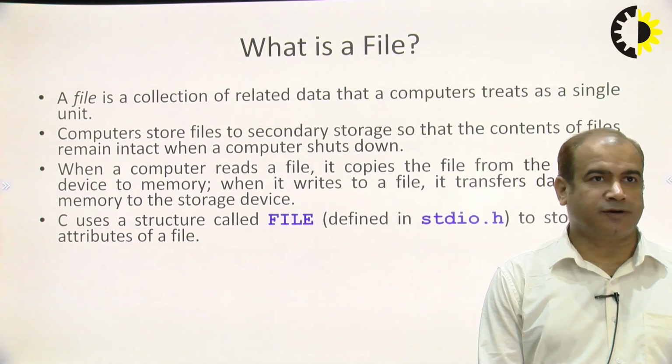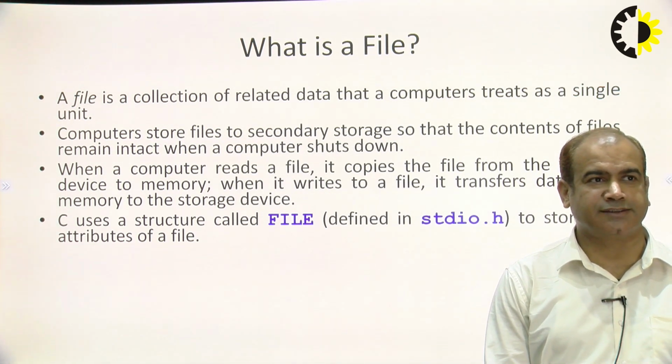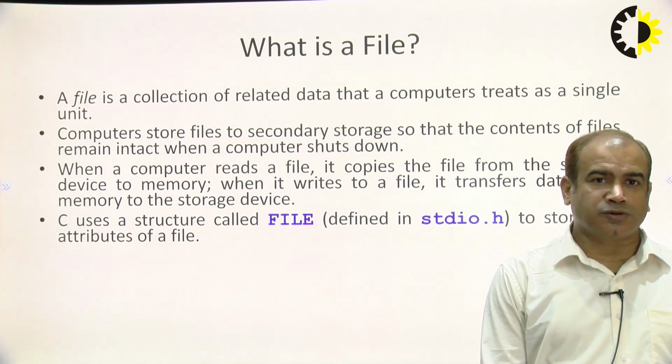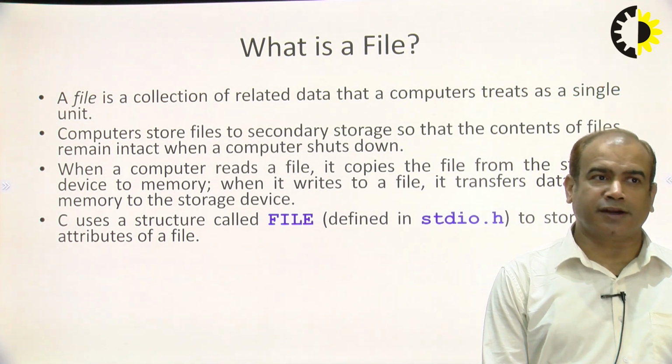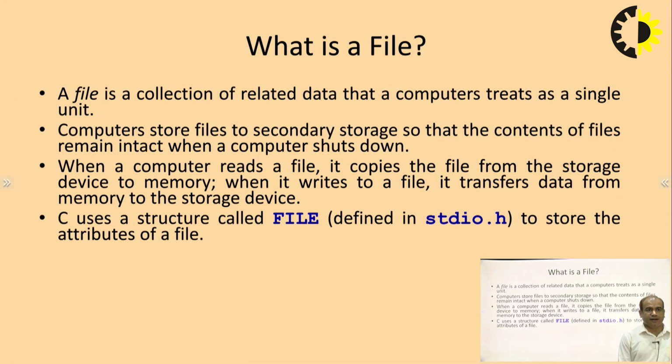First of all, what is a file? A file is a collection of related data that a computer treats as a single unit. We basically store a file on secondary storage so that the content of the file remains intact when the computer shuts down. When the computer reads a file, it copies the file from the storage device to the memory. When it writes to the file, it transfers data from memory to the storage device. C uses a structure called FILE, which is defined in stdio.h, to store the attributes of the file.